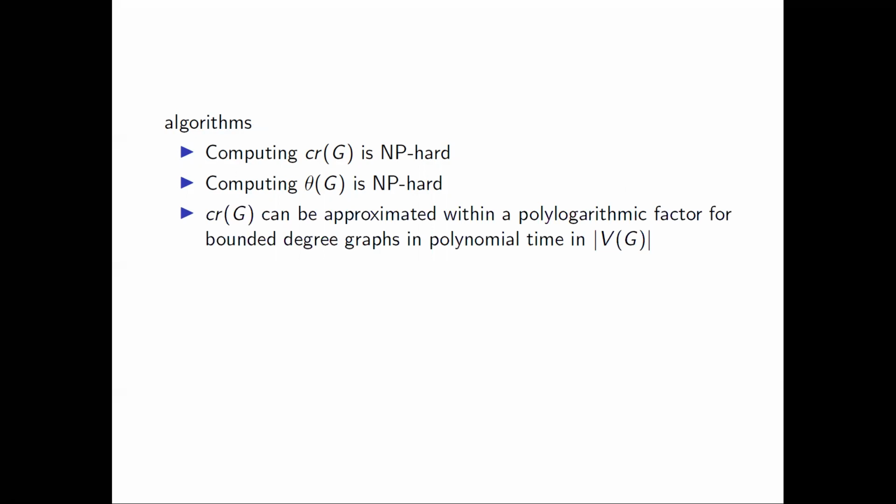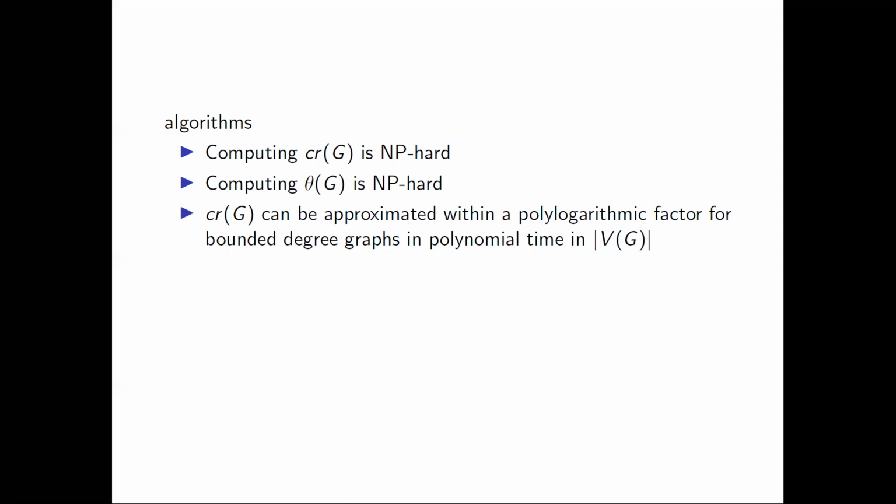Now, if we don't care about computing them exactly, if we just want to approximate them, the crossing number in general for bounded degree graphs, you can approximate it within a polylogarithmic factor, and that's polylogarithmic in the order of the graph G, so in the number of vertices in G. And this approximation can be done in polynomial time. Again, that's polynomial in the number of vertices of G.